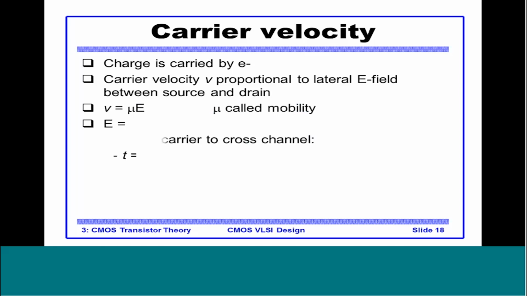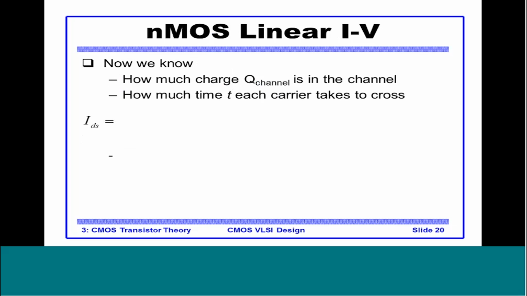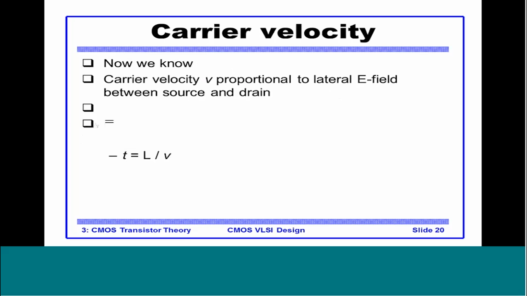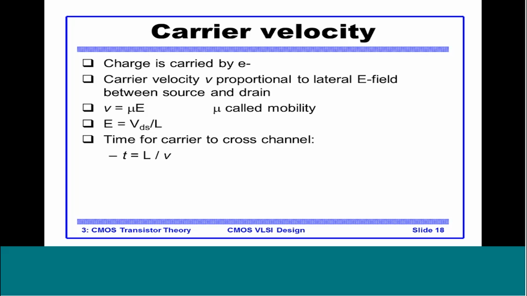Now the electric field, if we go back to the basics, is V by the length through which the electric field is applied, the voltage divided by the length of the channel. So the time for the carrier to cross the channel, T, is equal to L by V. Time is equal to distance upon speed. This is not any special equation, very basic equation. So now we know both things. We know the value of C, we know the value of T.